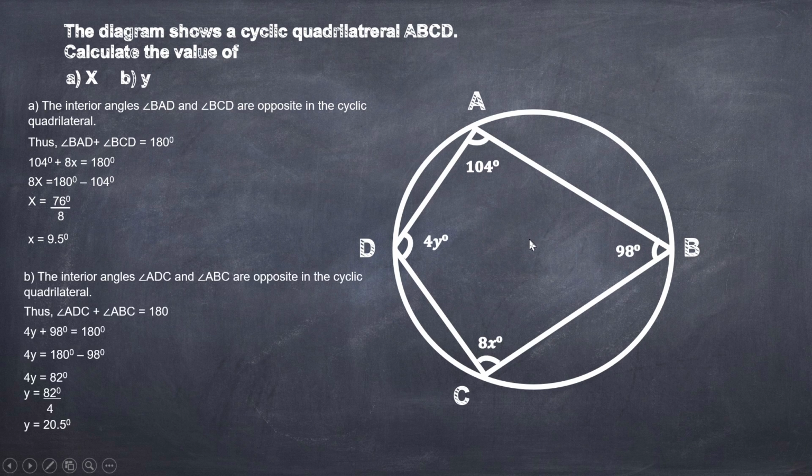Okay, so we look at angle ADC and angle ABC. Both of those angles are opposite in a cyclic quadrilateral. Therefore, the total of these two angles is equal to 180 degrees. Therefore, to solve y, 4y plus 98 degrees equals 180 degrees. Bring the 98 to the right, then divide by 4. So y is equal to 20.5 degrees. Alright, let's move on.